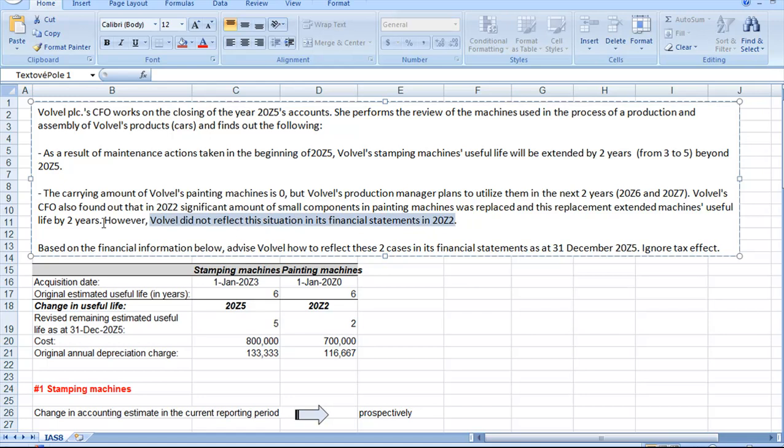And it seems that the useful life of painting machines was significantly extended 3 years ago in 2002 as a result of replacement of certain small components. So here we can identify quite reliably when exactly the error happened. Well, but in reality, the situation might not be that obvious and it may require some judgment too. Now, let's assume that this error is material and Volvo needs to correct it retrospectively. Well, if it were not material, Volvo would simply do nothing because there's nothing left to depreciate.